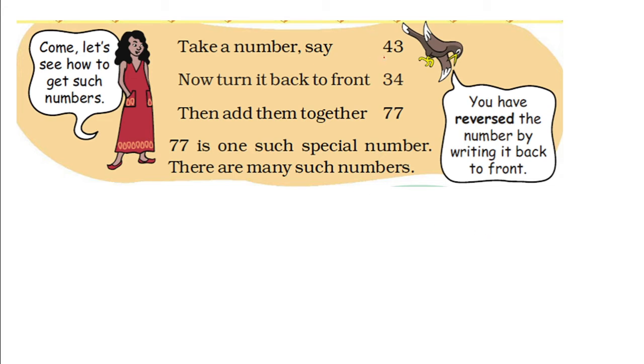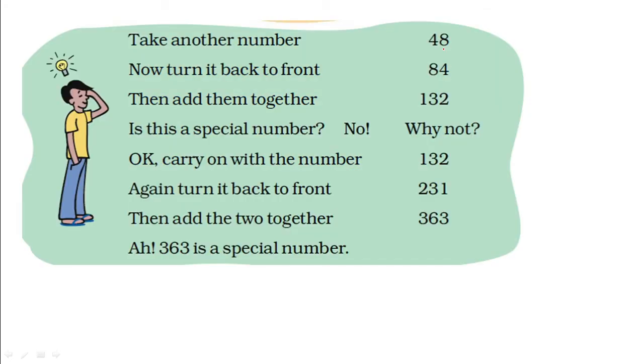Let us see 43. Is it a special number? No, because it will change when I change the sequence. It will become 34. So, how to make that number? Let us change the places. 3 is in the ones place and 4 is in the tens place, and tens place on ones place. So 3 becomes tens place. Change the place.